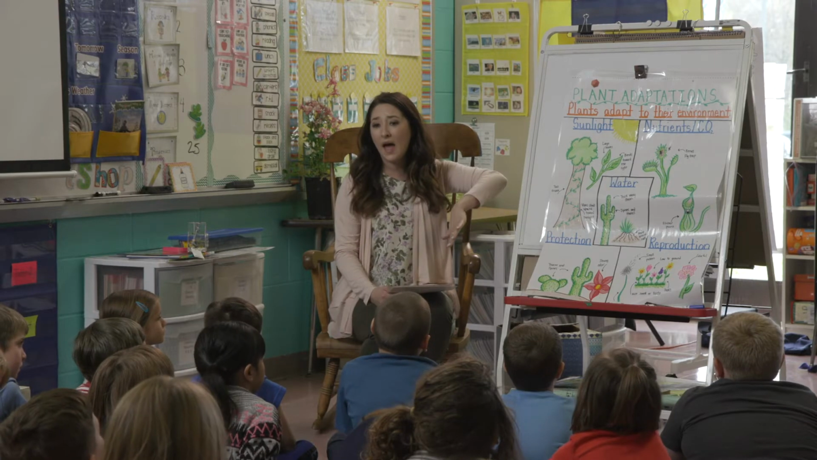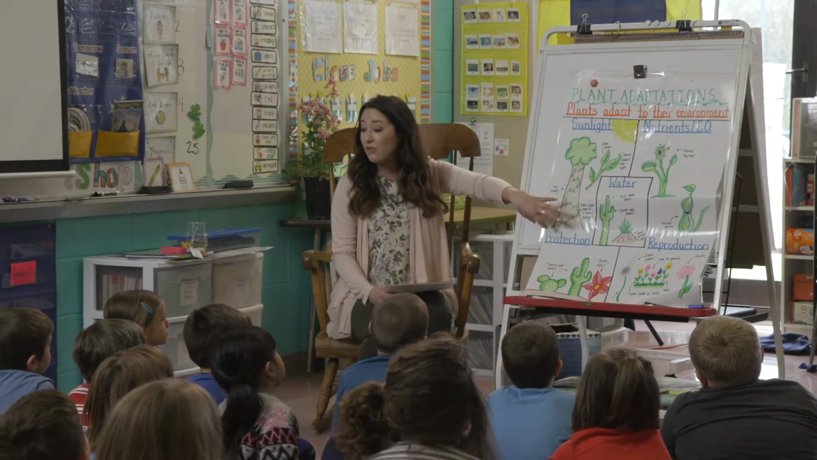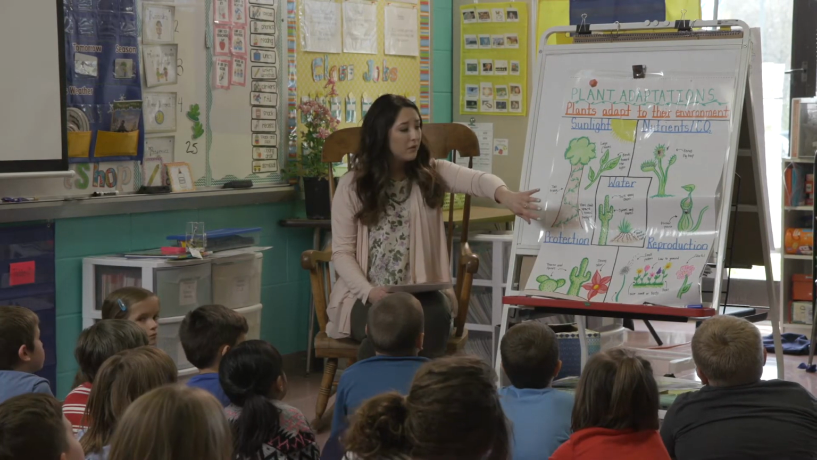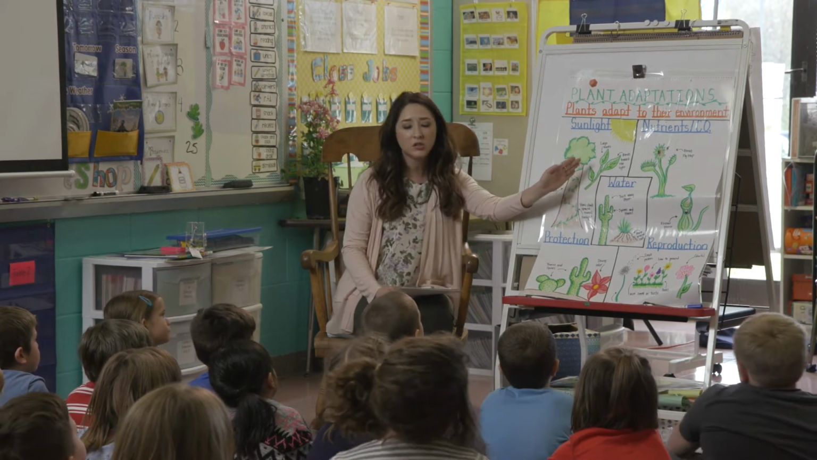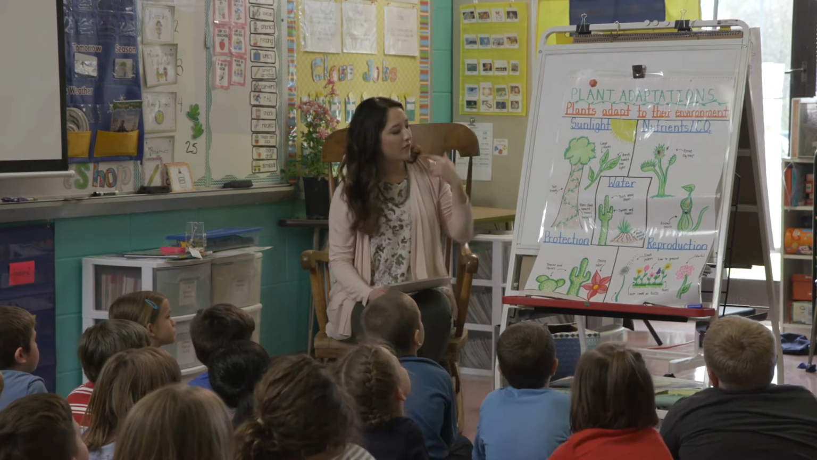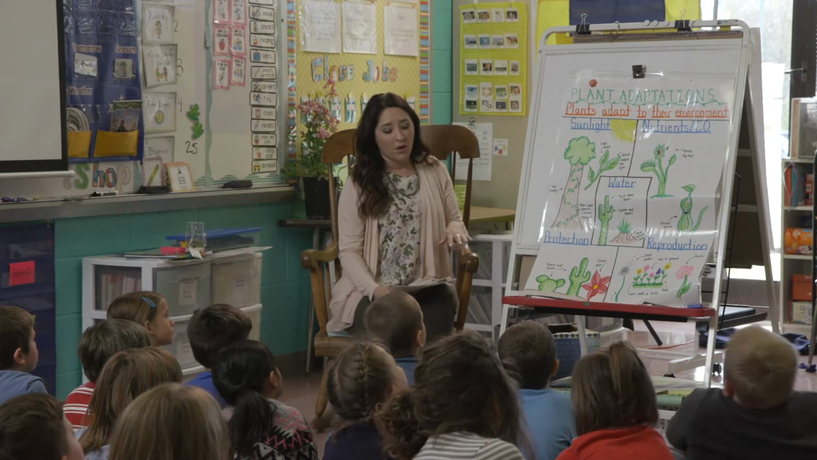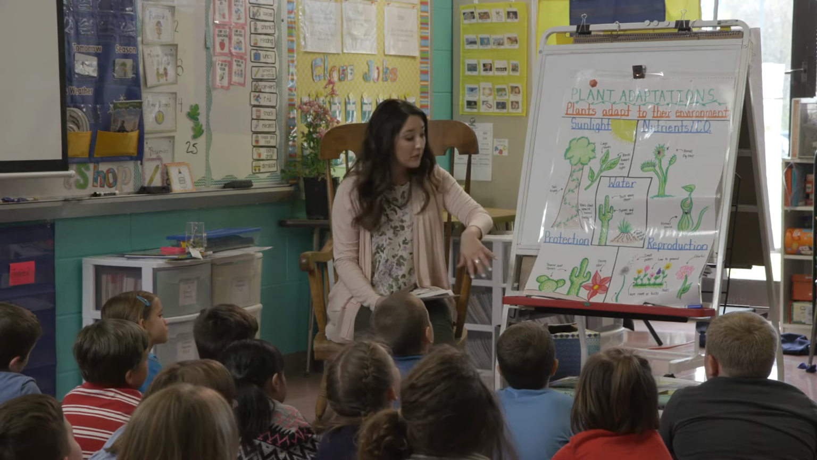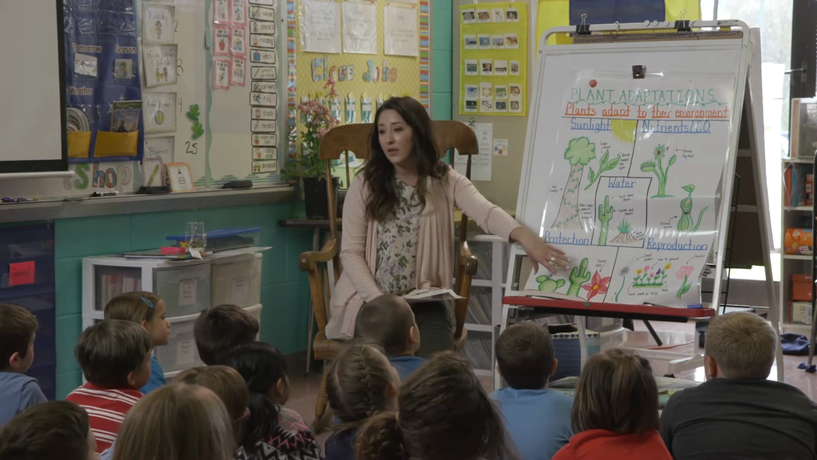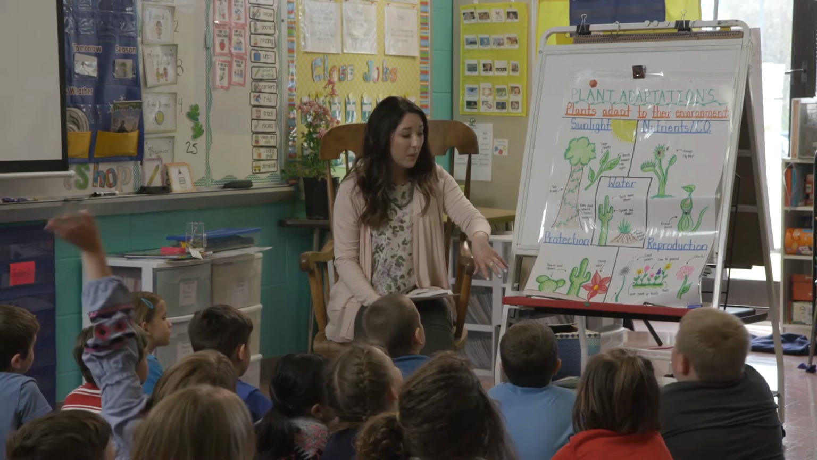So they also have vines because vines have different kinds of stems, so they climb on the trees in order to get that sunlight. Now, we also have plants that use their adaptations for protection. So cactuses have thorns or spikes.